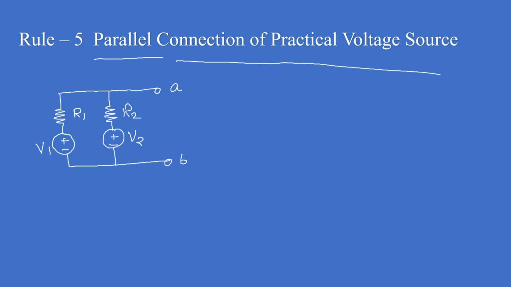Okay, so now you can see that this is the first voltage source and this is the second voltage source. Both are connected in parallel, and we know that if you want to add practical voltage sources, they should be connected in series. But now the connection is parallel. So what will we do? We will solve depending upon the connection.